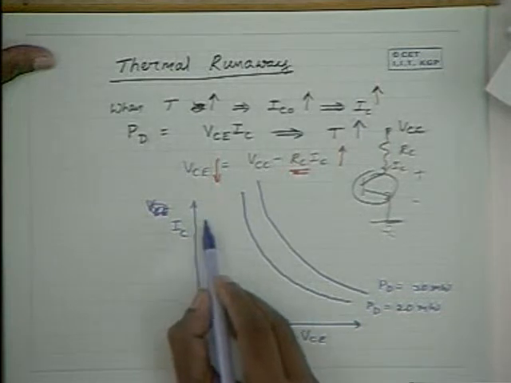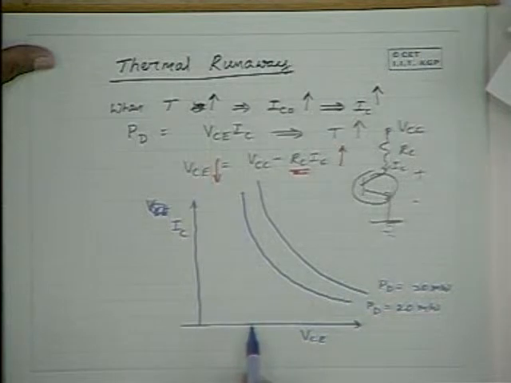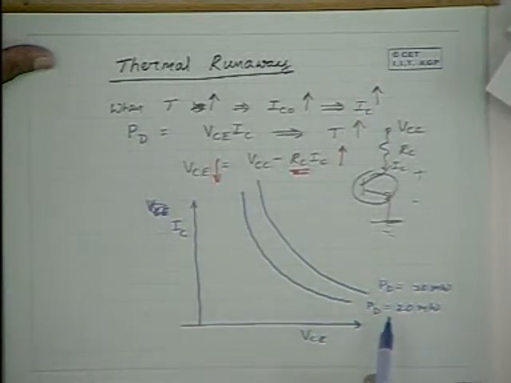If IC is say 10 milliamperes, VCE should be 2 volts, therefore IC into VCE is equal to 20 milliwatts. So this is a 20 milliwatts plot. For another IC, you need this VCE to get 20 milliwatts of power dissipation. Therefore, these are constant power dissipation plots.